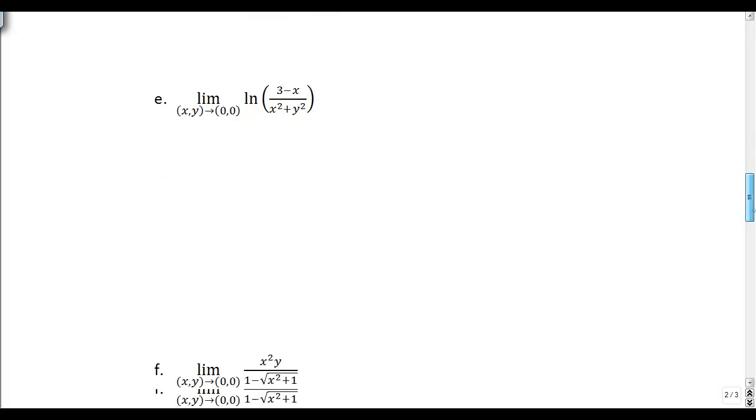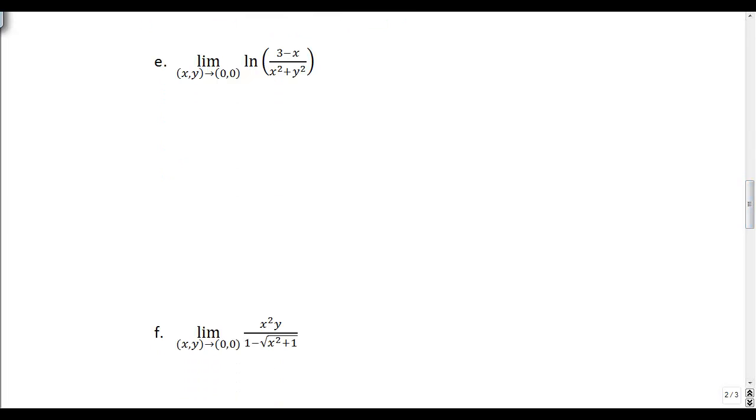Okay, next one here. We can do the limit as xy goes to 0, 0 of natural log of 3 minus x over x squared plus y squared. Again, I'm going to start off just trying to plug in 0 and 0. So I get natural log of 3 minus 0 over 0 squared plus 0 squared. It goes to log of really 3 over 0. Now look, this is going to go to log of infinity. In some sense, I don't really care if that's positive infinity or negative infinity. Actually, it's going to be positive infinity.